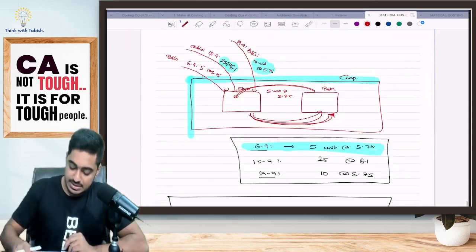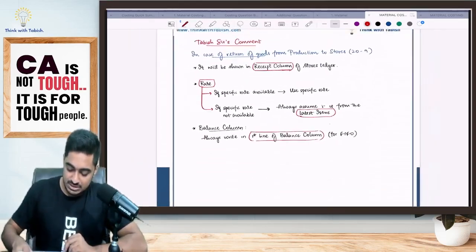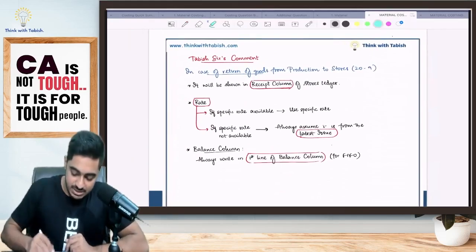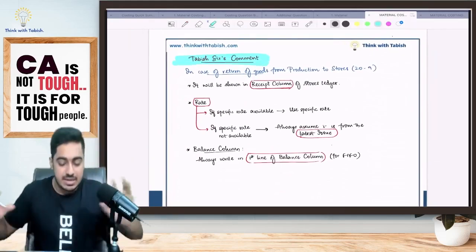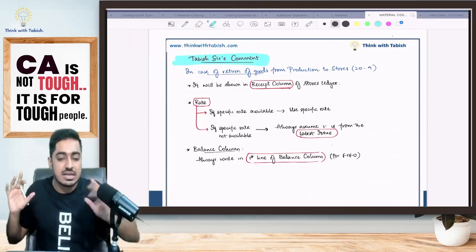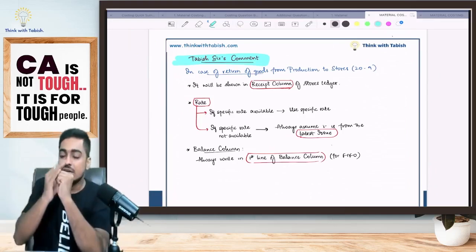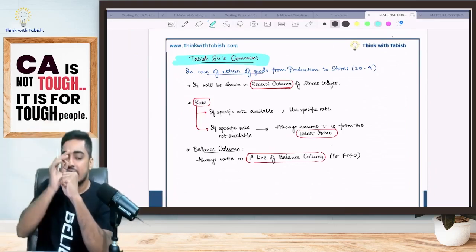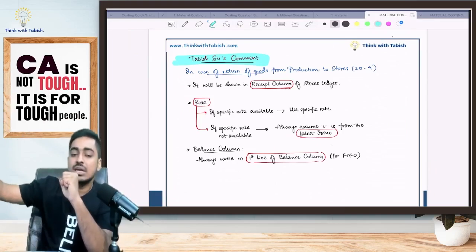Don't worry. I've written a simple note. For this adjustment, if you just remember this, it is sufficient. I'm summarizing everything I've discussed in the last 10 to 15 minutes: return of goods from production to stores. I had sent goods to production. They did not like them, and they are sending them back.